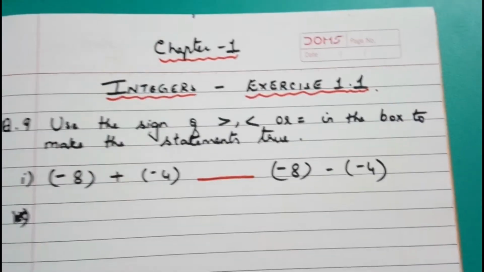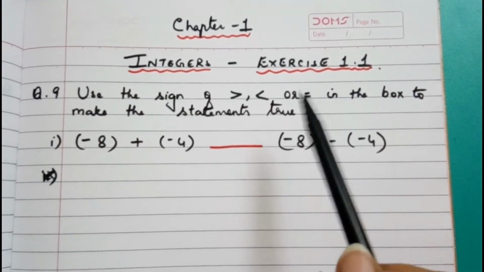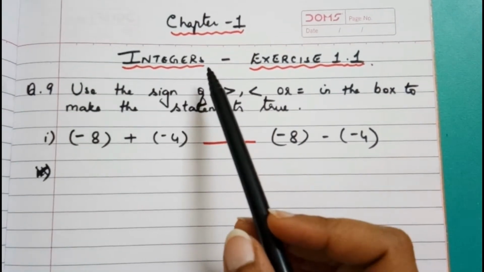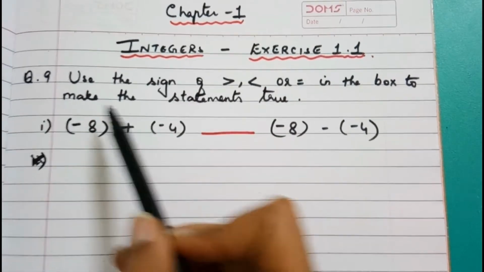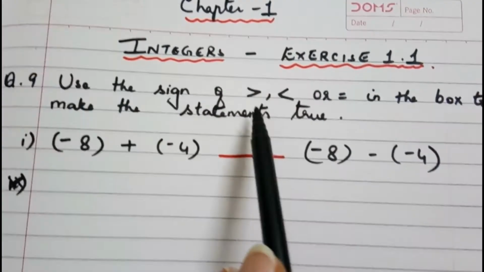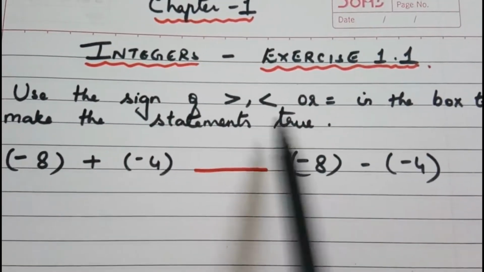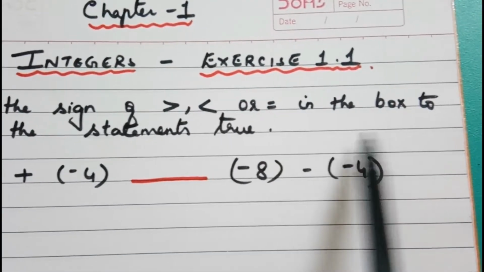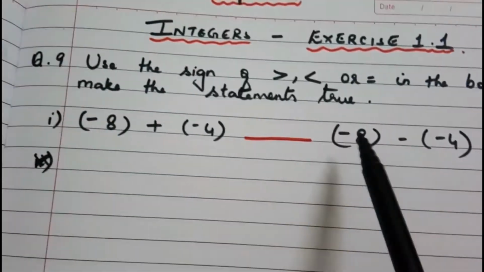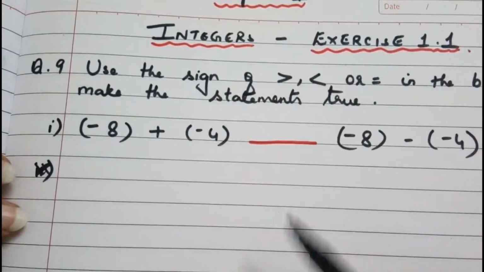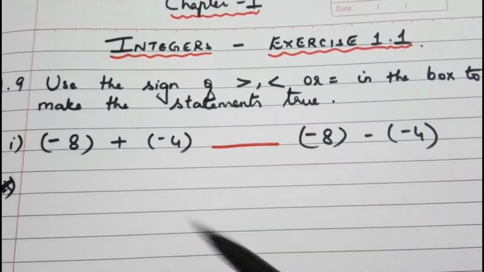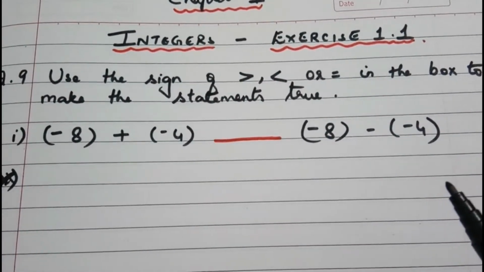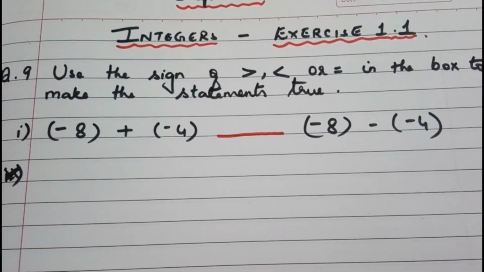Today we'll start with question number 9, exercise 1.1 of chapter number 1, that is integers. Question number 9 says, use the sign of less than, greater than, or equals to in the box to make the statements true. We will see this one by one. There are 5 sums under this question. We'll start with sub question 1.